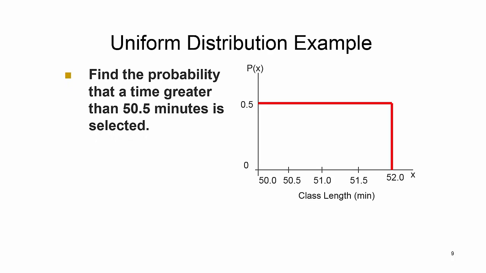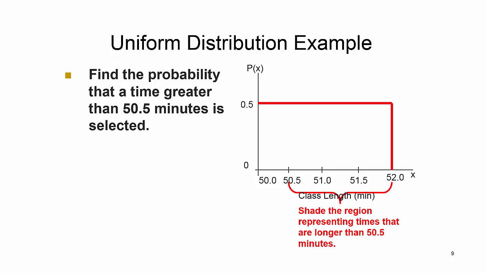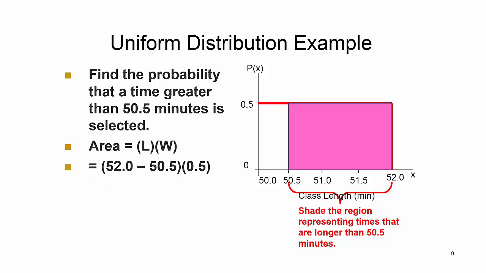Find the probability that a time greater than 50.5 minutes is selected. Okay, so shade the region representing times that are longer than 50.5 minutes, and then find that distance and set up your area formula. So from 52 to 50.5, we want to subtract that to find the distance, and we know the height is 0.5. So that gives us an answer of 0.75 or 75%.